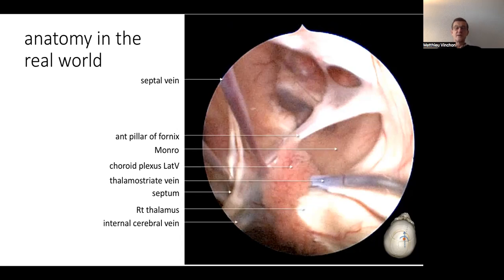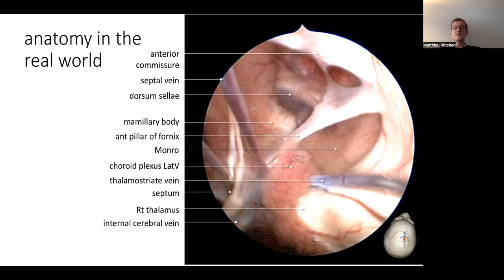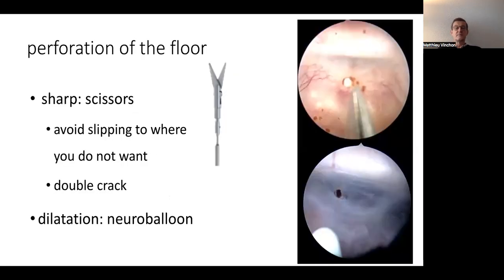Here you see the internal cerebral vein, which normally is deep. And here you have the mammillary body, the dorsum sellae, the anterior commissure, and here the basilar artery.